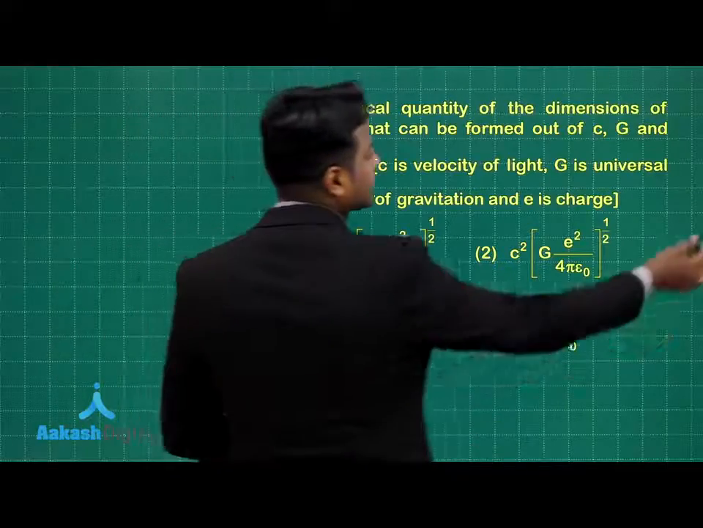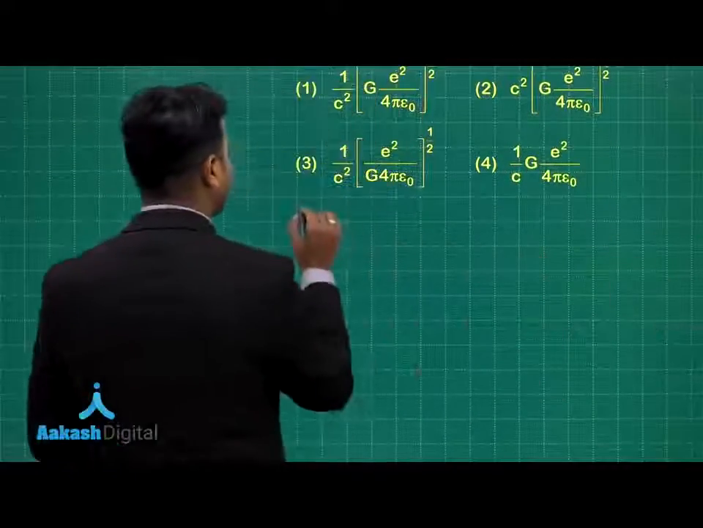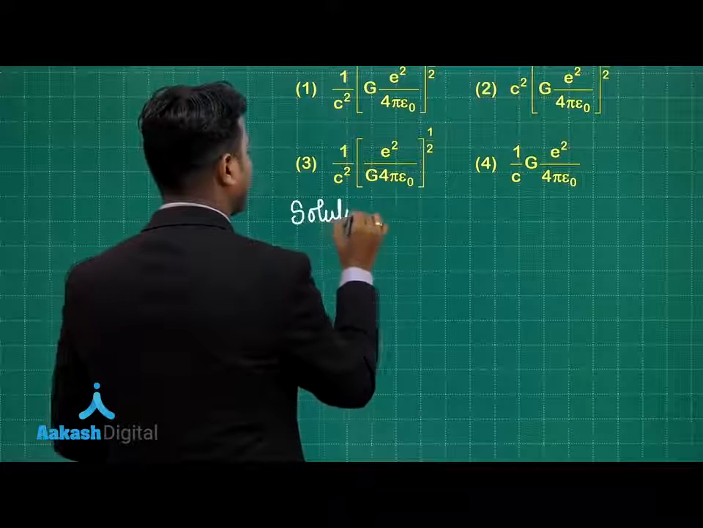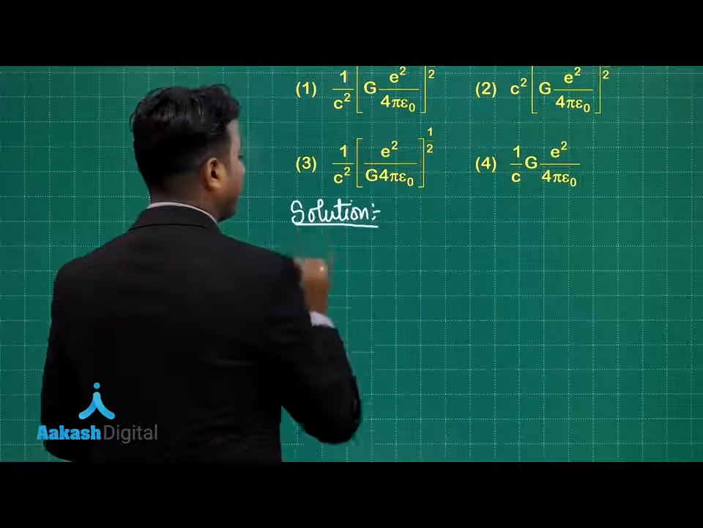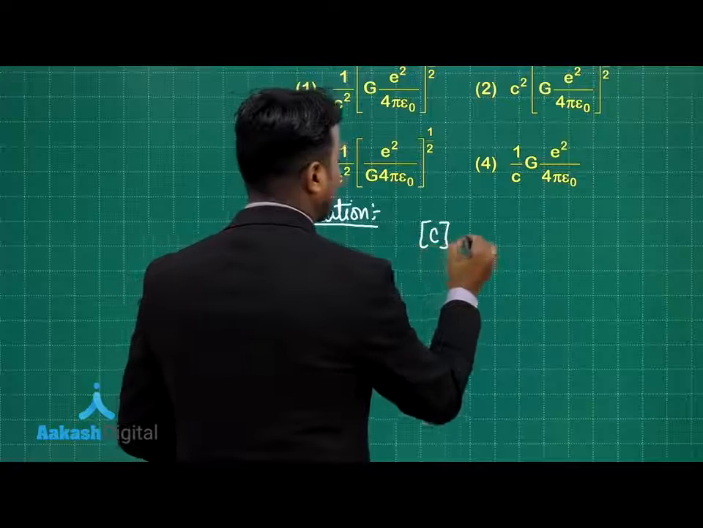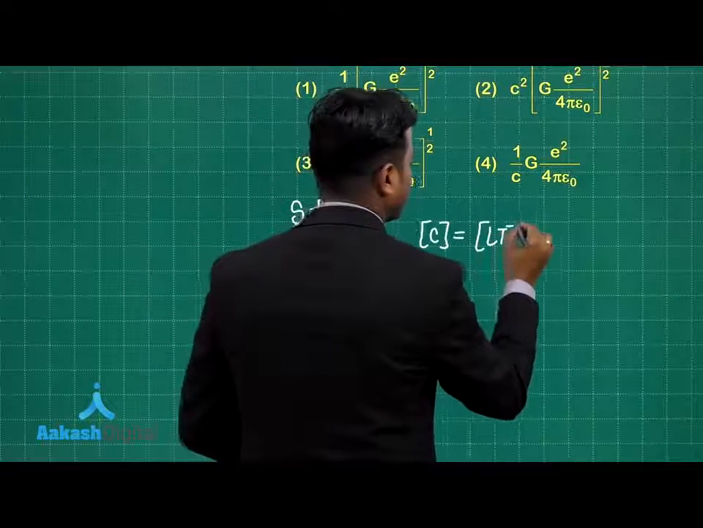I hope we have done similar kinds of questions multiple times. So let's try to solve this question also. Now, if I talk about the dimension of speed of light, obviously it is LT^-1.